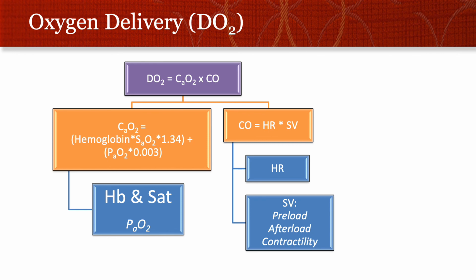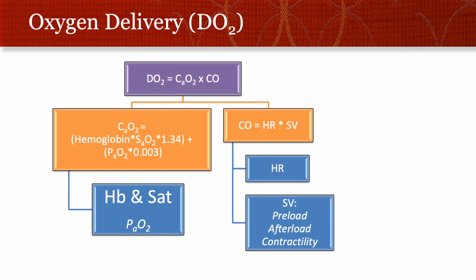The carrying capacity of oxygen equals the hemoglobin times the SAT times a ratio of how many mils of oxygen exist on each gram of hemoglobin, which is 1.34, plus a very tiny concentration of dissolved oxygen, 0.3% of the PaO2. Very small contributor.